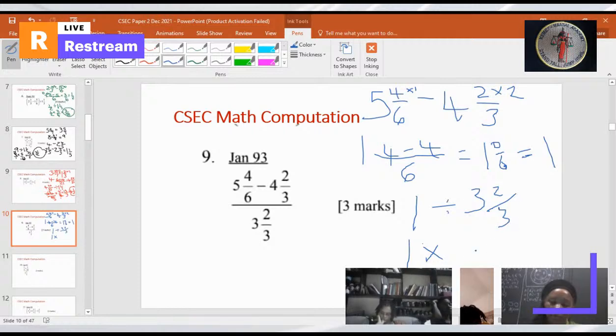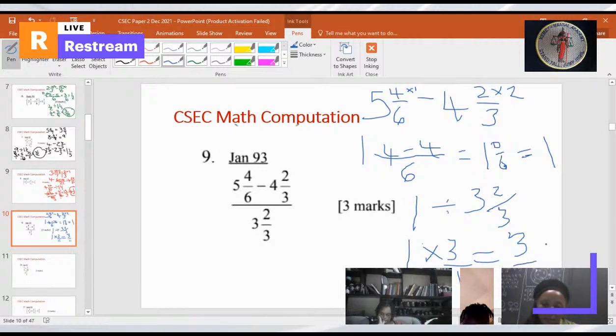3 times 3 is 9 and 2, that would be 11 over 3. So we invert it to 3 over 11. 1 times 3 is 3, and back over the 11.